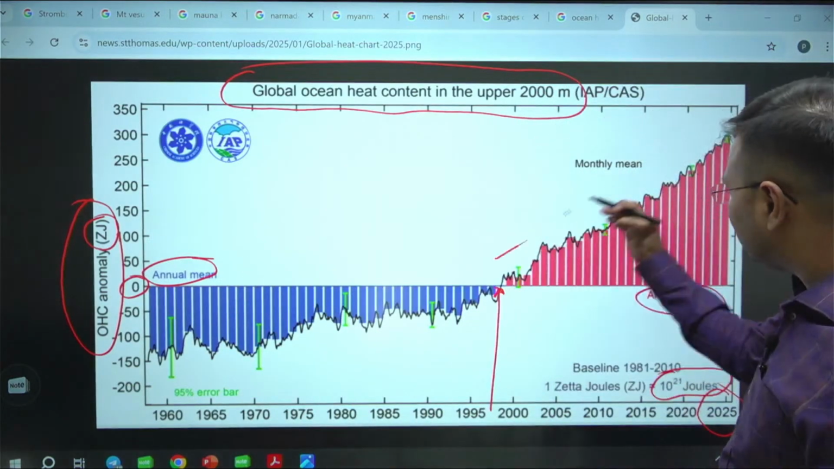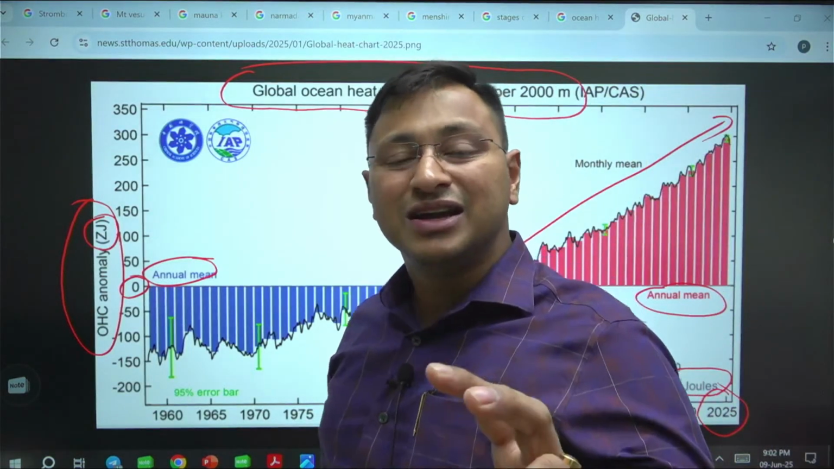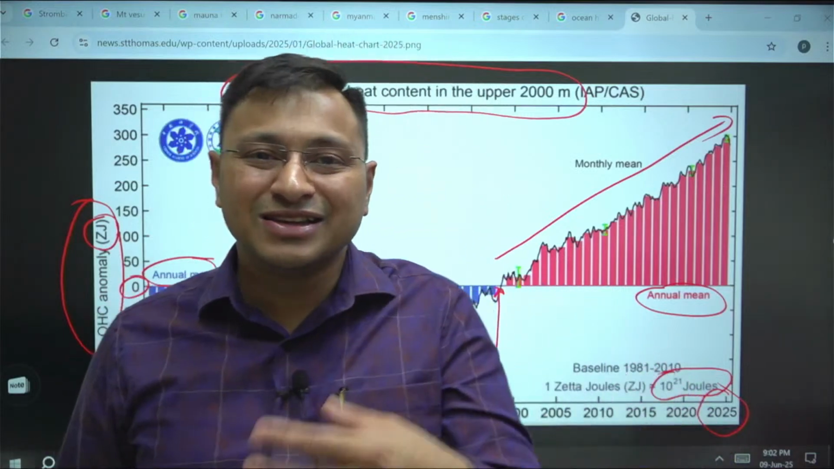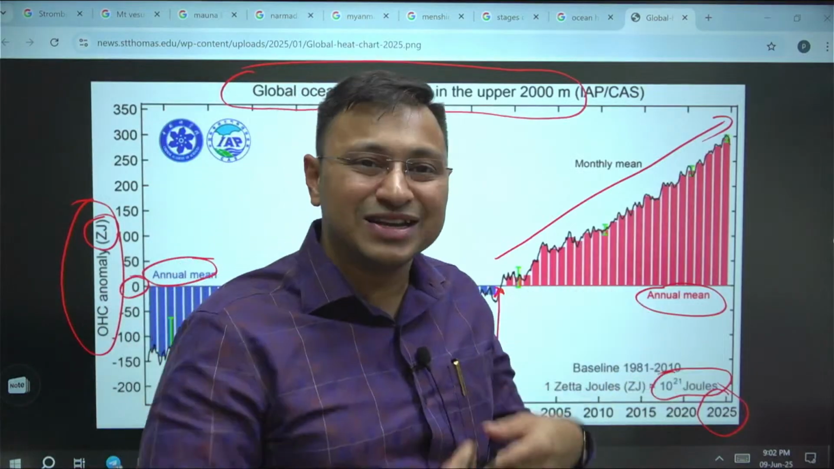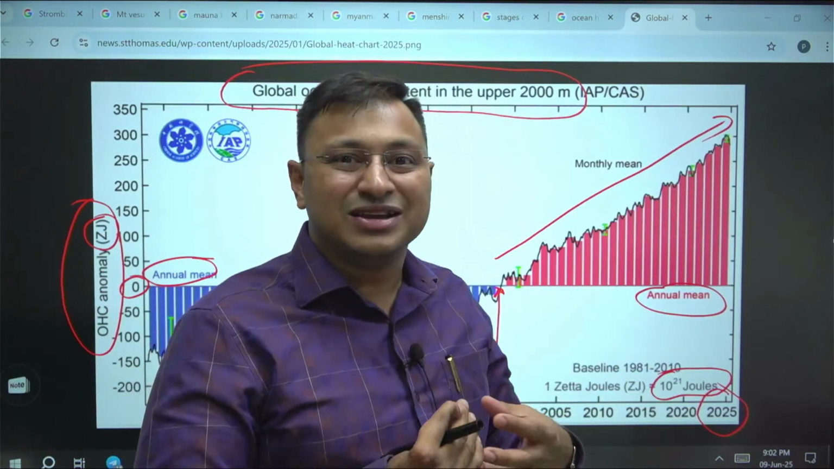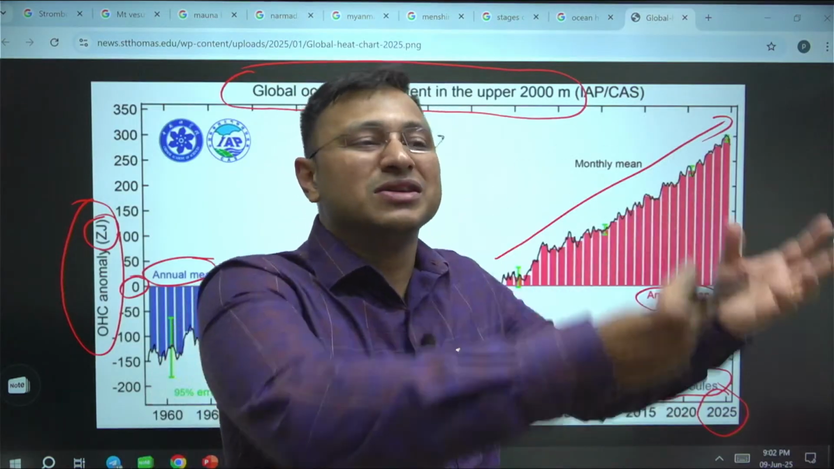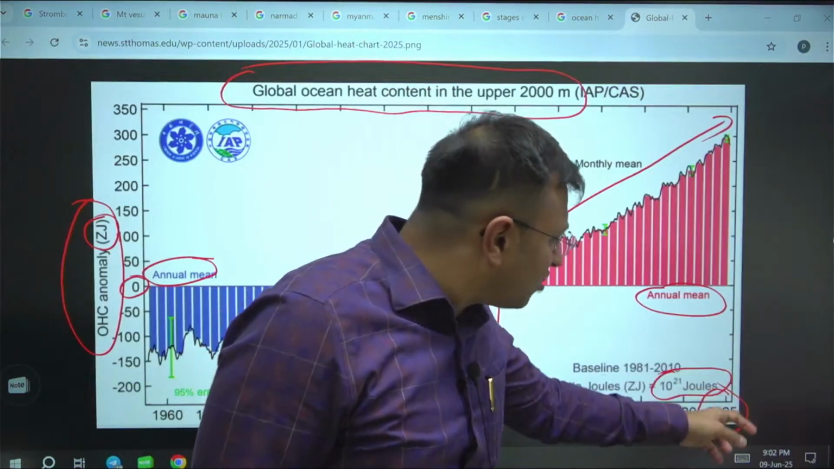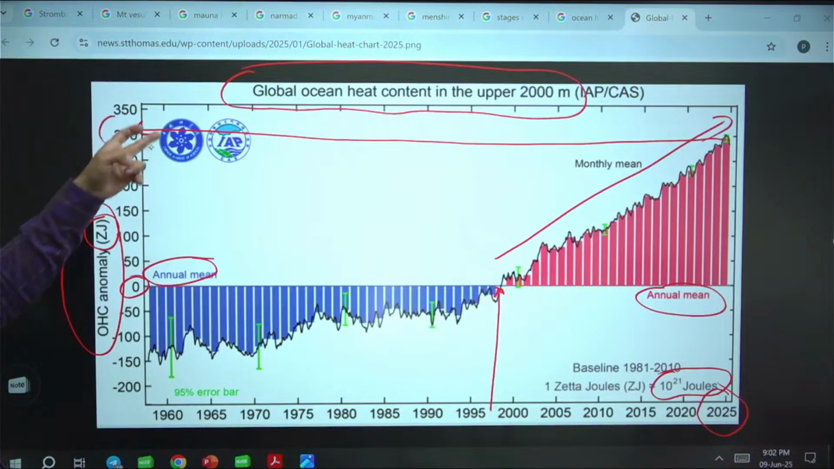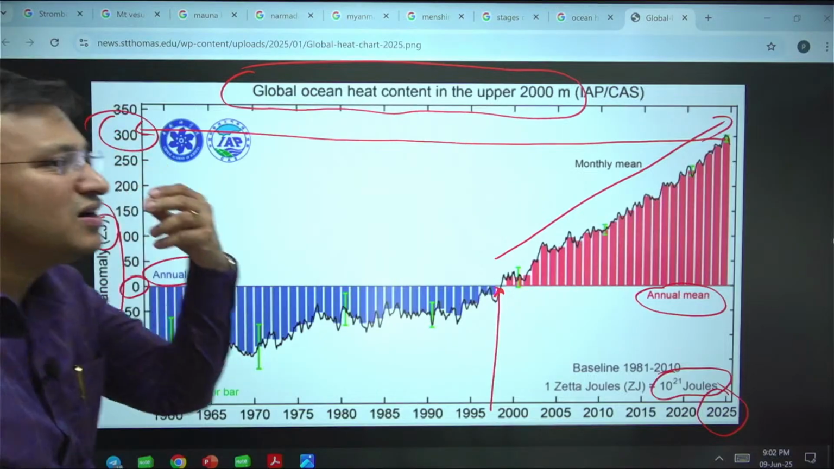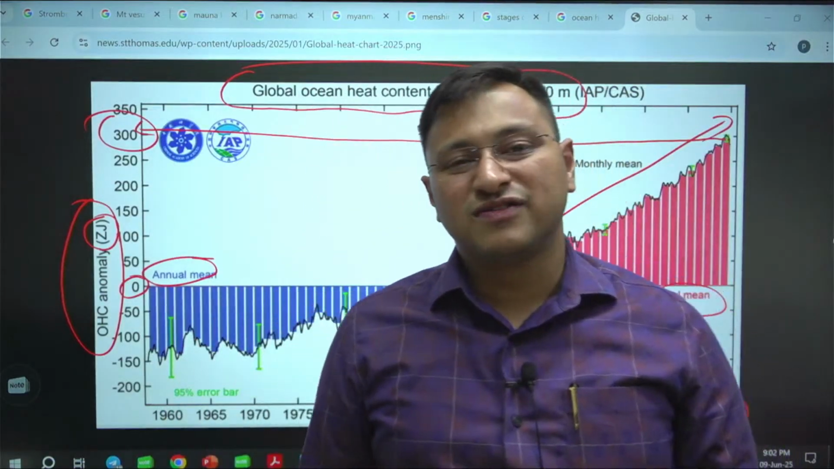But after the 1990s, what we are finding is that the oceanic heat content is continuously increasing, in the sense that the waters are no longer acting as heat sinks, they are rather acting as heat emitters. So if you talk about 2025, sir, the global ocean heat content has crossed more than 300 zettajoules in the upper 2000 meters. Why? Because of anthropogenic emissions.